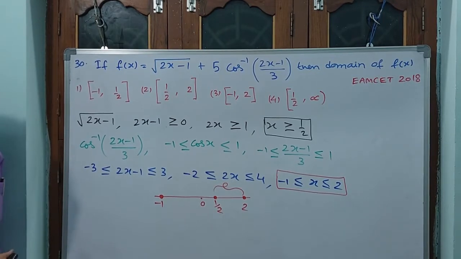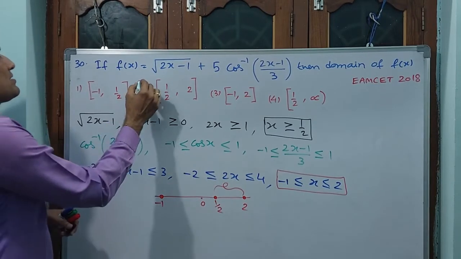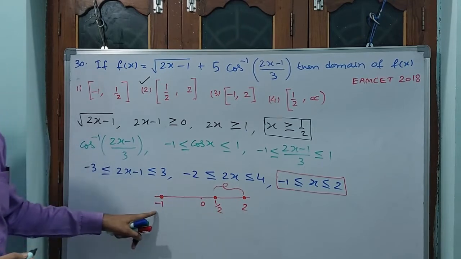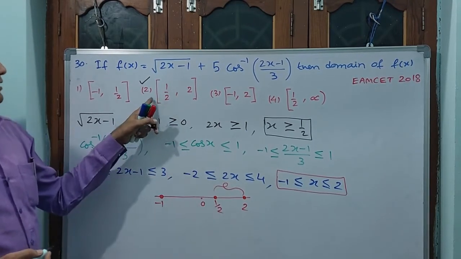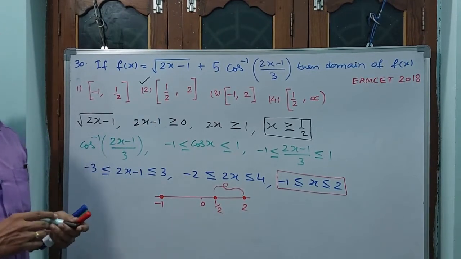That means what will happen here? Limit 1 by 2 to 2. 1 by 2 to 2 means this is the limit. 1 by 2 to 2 only you have to take. Minus 1 or minus 1 to 1 by 2 you should avoid. Closed interval, yes, closed intervals. Okay?